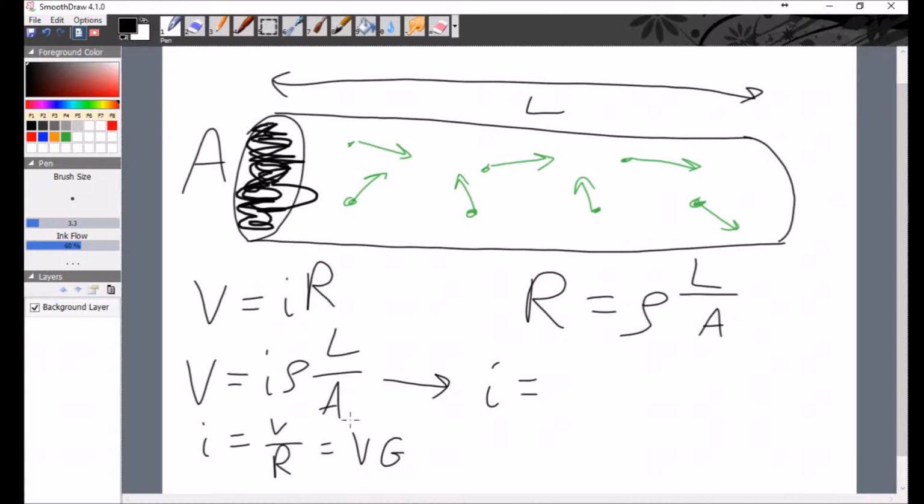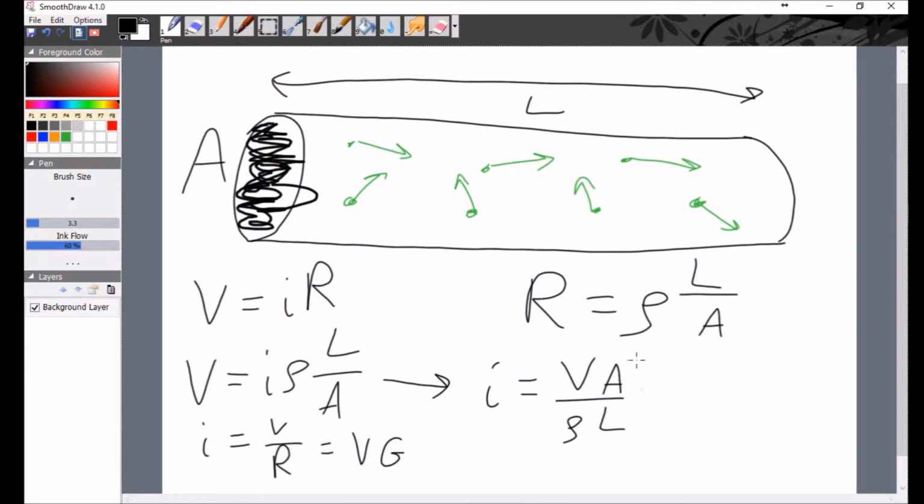So this means that I is going to equal your voltage times the area, because we're multiplied by the area, and then divided by the other two things. So divided by the resistivity and the length. And basically what that means is that the longer you make this wire, the harder it's going to be to get current through, because each electron has more collisions to encounter before it reaches the end.